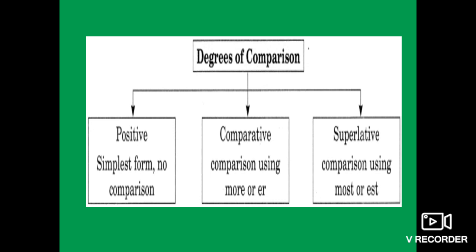Now students, let's recapitulate what you have studied. You have studied about three degrees of comparison, that is positive degree, comparative degree and superlative degree. Simplest form, no comparison. In comparative degree, comparison using more or er, and superlative degree, comparison using most or est.